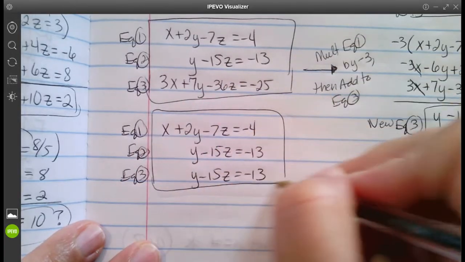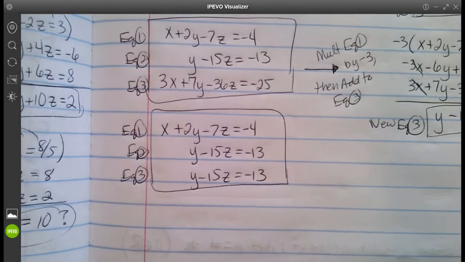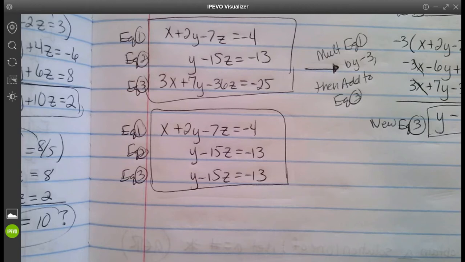Uh-oh, what does that mean? When this happens, it means you're going to have infinite solutions. So at this point, we try to find an expression, or expressions, I should say, that will give us particular solutions if we were to input certain values.